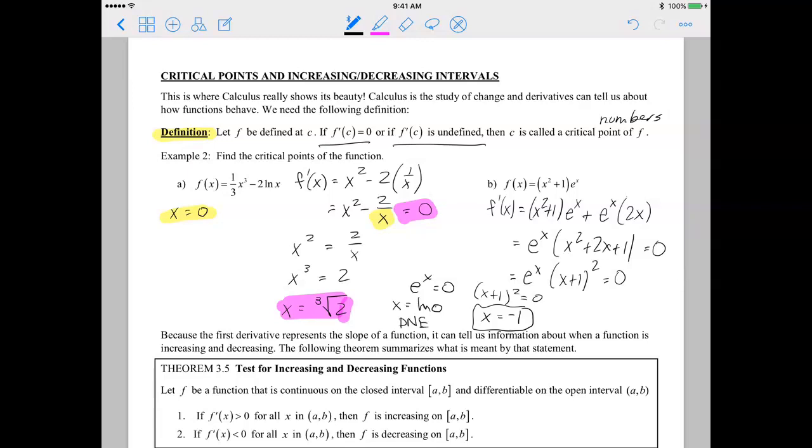And so because of that, we don't get any critical points from this part. We only get our critical points from x equals -1, which was this part right here.